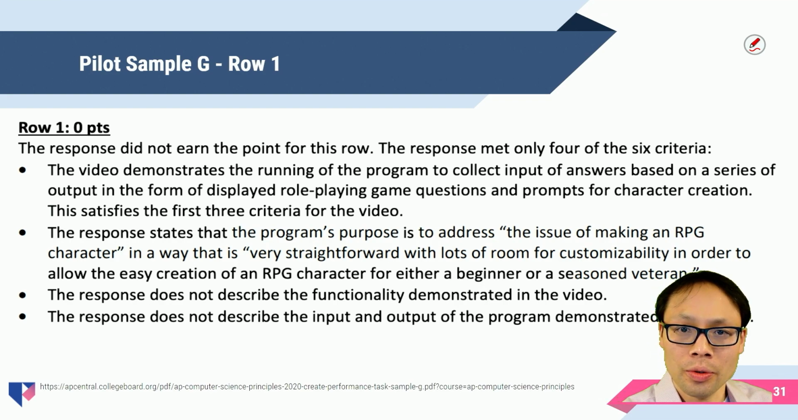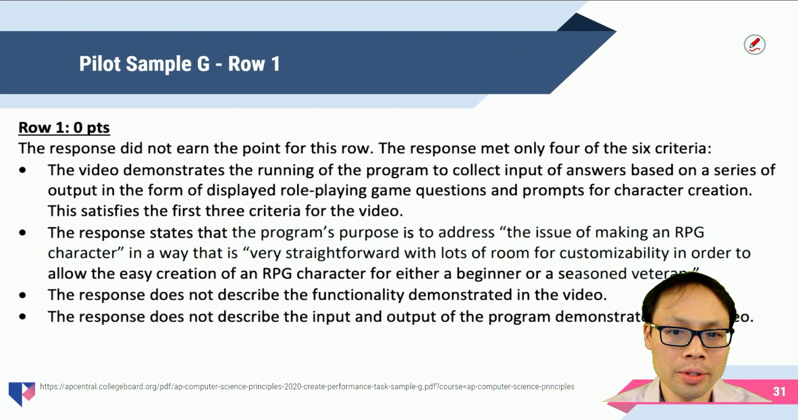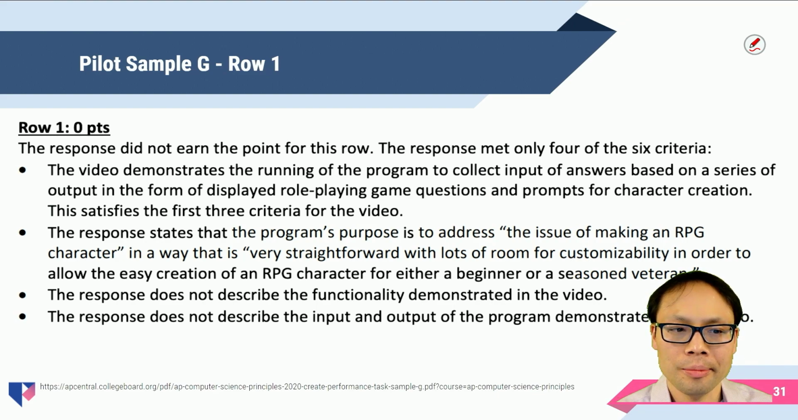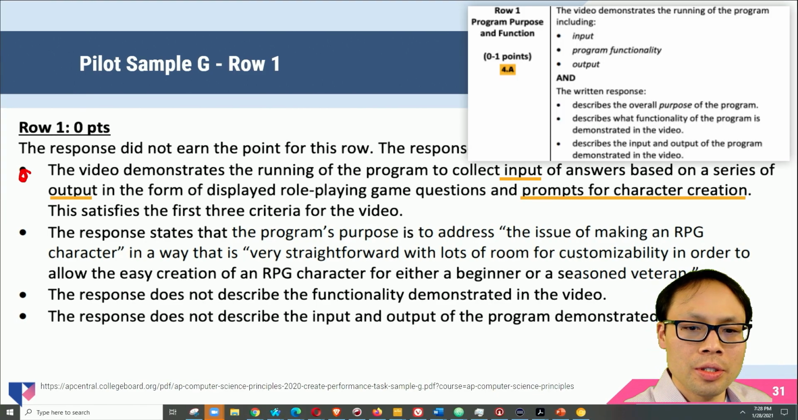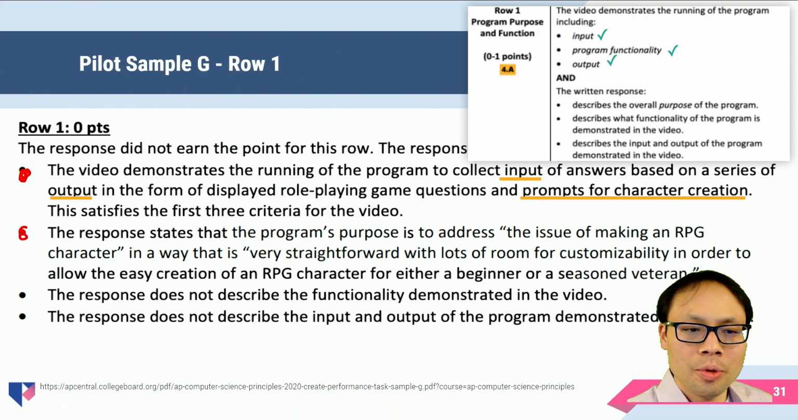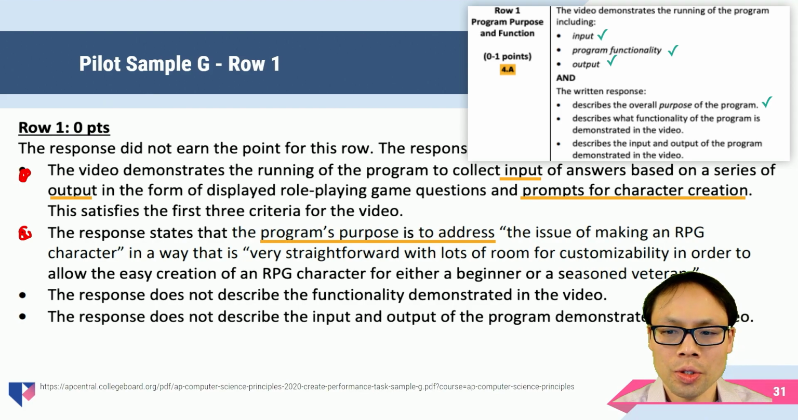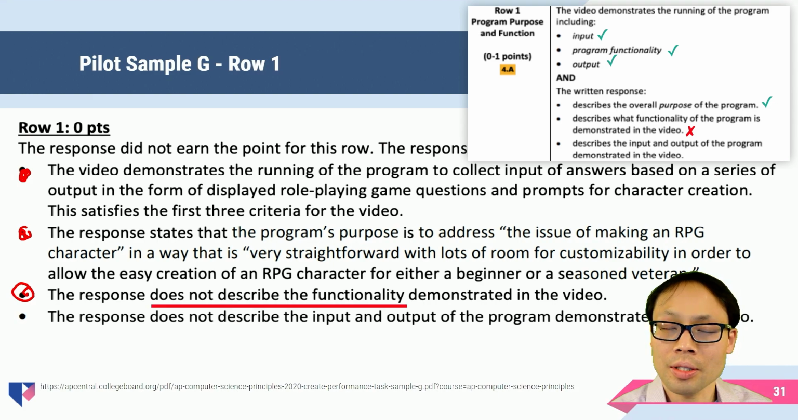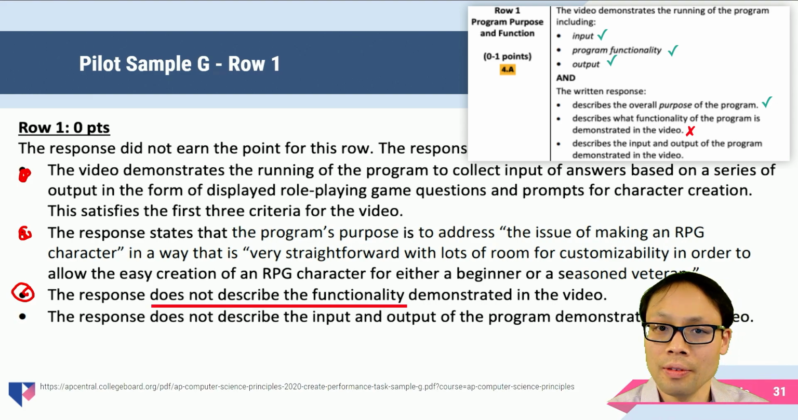So this first row here got 0 points. They didn't earn the points for this row here. So first off, the video demonstrates the running program. Okay, that's good. The response states the program's purpose is to address the issue of making an RPG character in a way that's very straightforward. Okay. But then, the response does not describe the functionality described in the video.